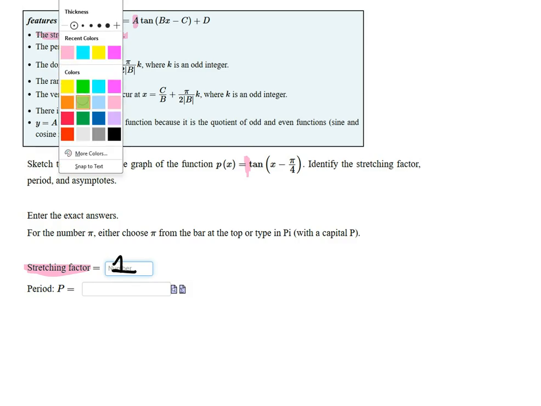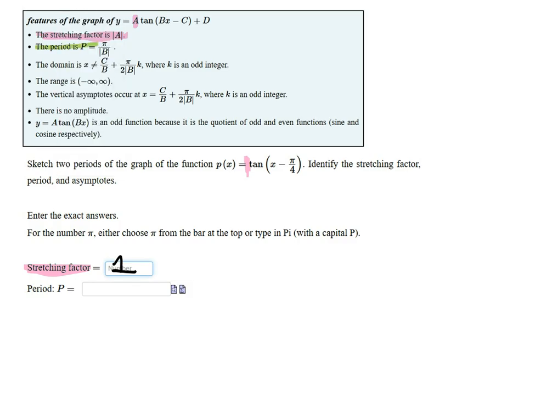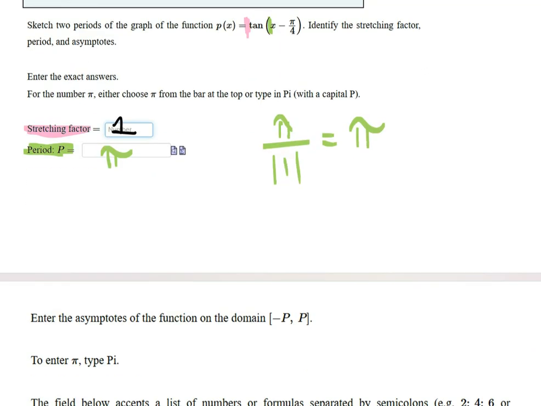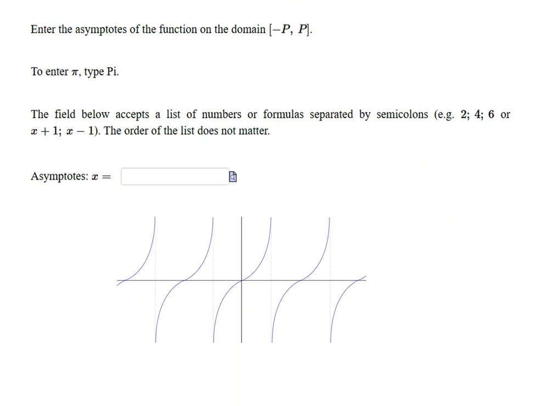The period P is pi over the absolute value of B, and B is the coefficient on the x. So the period is going to be pi over the absolute value of, and again, it's this 1 right here, so that's just pi. All right, so our period's pi. Now, the next part talks about the asymptotes.